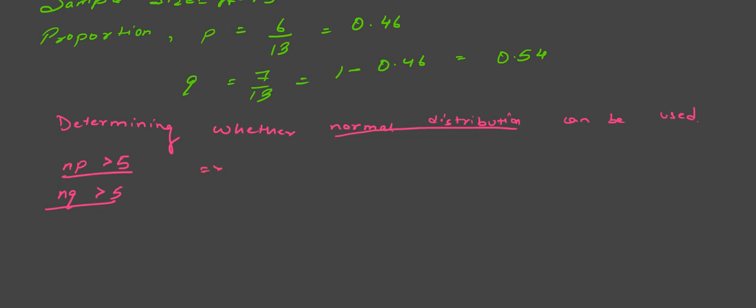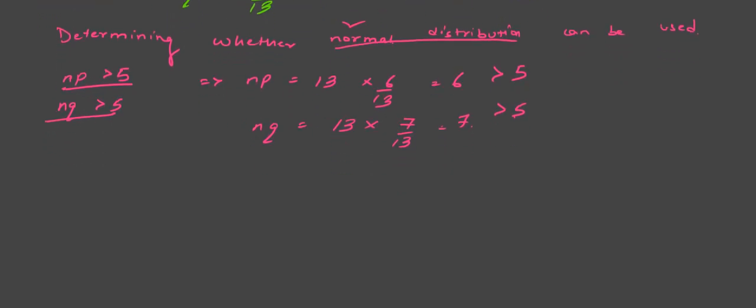So let's check their values. np: n is 13, p is 6 by 13, which gives us 6. nq is equal to 13 into 7 by 13, which is equal to 7. As you can see, both of these values are greater than 5, hence we can use the normal distribution and approximate the binomial. So let us proceed with our process. After this, we need to find the level of significance, and we have been given that in our question itself.